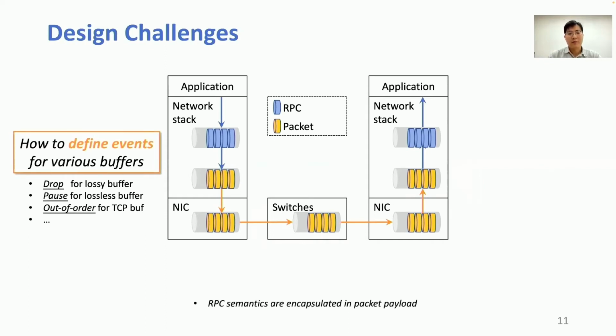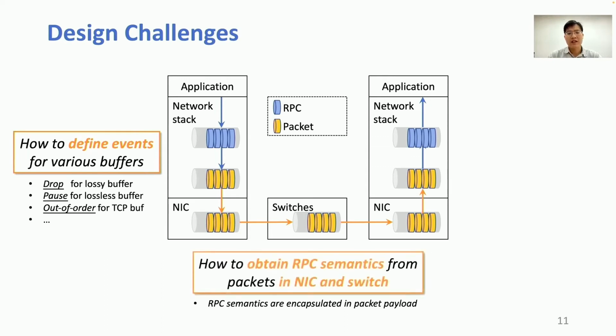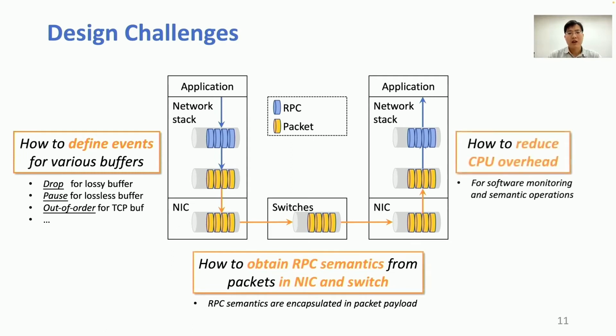Second, buffer events in all layers should be finally correlated to RPC. However, such information is deeply hidden in the packet payload, making it hard for NIC and switch to pass out RPC IDs. Finally, adding complex operations in software may introduce CPU overhead and affect application performance. Next, I will present our solutions in BufScope.